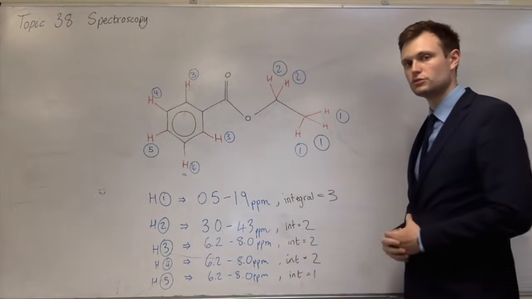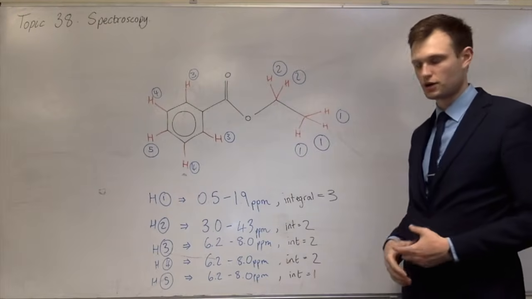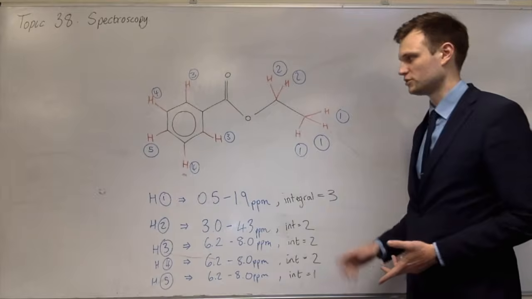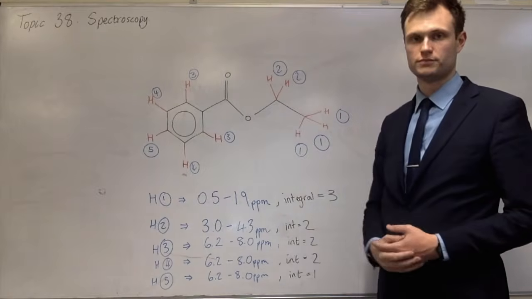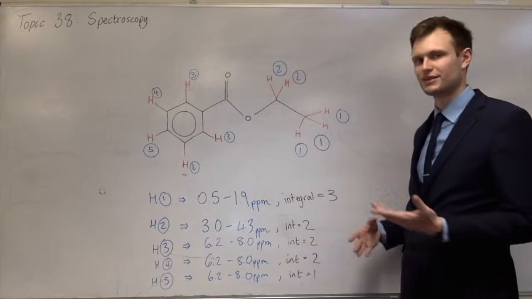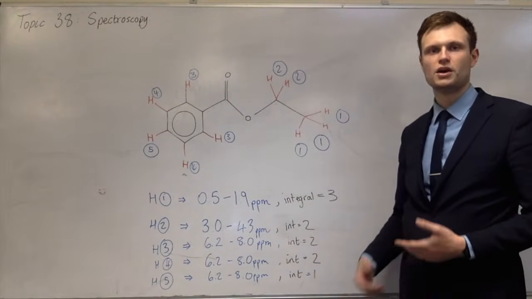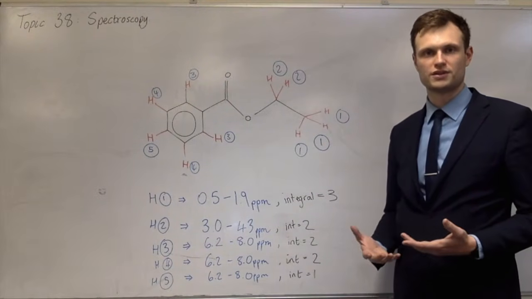And these integrals should add up to the number of hydrogens you've got. So 3 and 2 and 2 and 2 and 1 all add up to 10, which is the same as the number of hydrogens that I've got. And that makes sense because the integral of 3 means that there's 3 hydrogens, and the integral of 2 means there's 2. So if I add up all of those numbers, I should get the number of hydrogens that there is in the whole molecule.